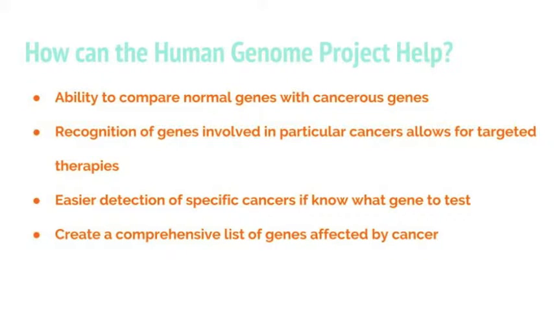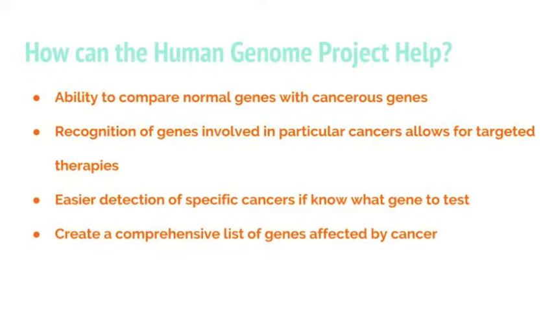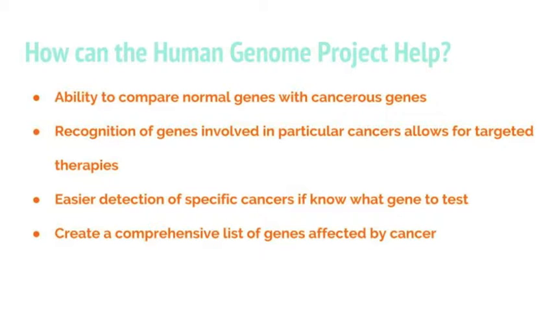So how can the Human Genome Project really make a difference in cancer? We're going to think about how it can affect cancer therapies and help us find a cure for cancer, because that's obviously the end goal we all strive to achieve. So it gives us the ability to compare normal genes with cancerous genes. We're able to take two samples of DNA, one from a normal cell and one from a cancerous cell, and analyze the differences between the two.